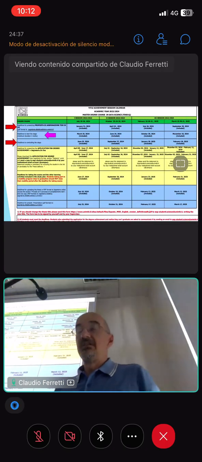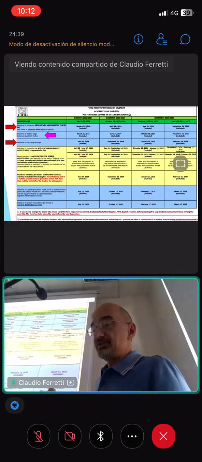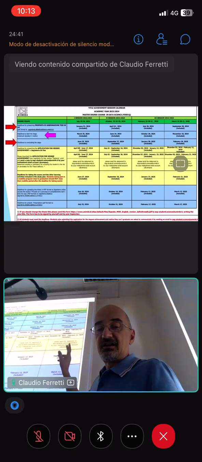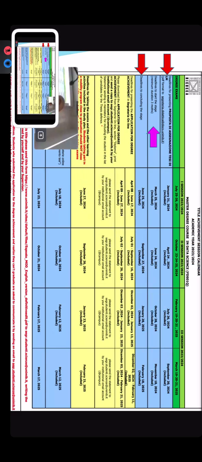Anyway, the main alert is to check every time the deadlines which are in this big table. With the red arrows, you see the two main deadlines. I guess you cannot read them, or almost not readable here, but you can find this table online.